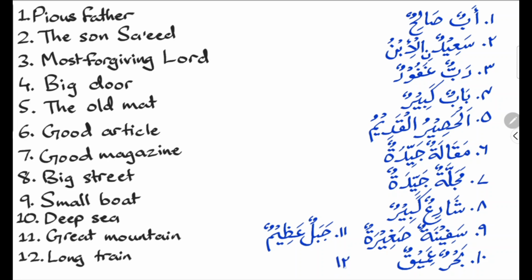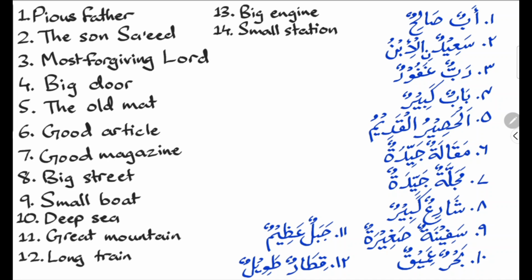Number 12. Long train. Train in Arabic is a thing being described. That's the موصوف. It's going to come first. Train in Arabic is قطار. قطار. Long in Arabic is طويل. That's the adjective. You bring it last. قطار طويل. 2 more sentences or phrases.